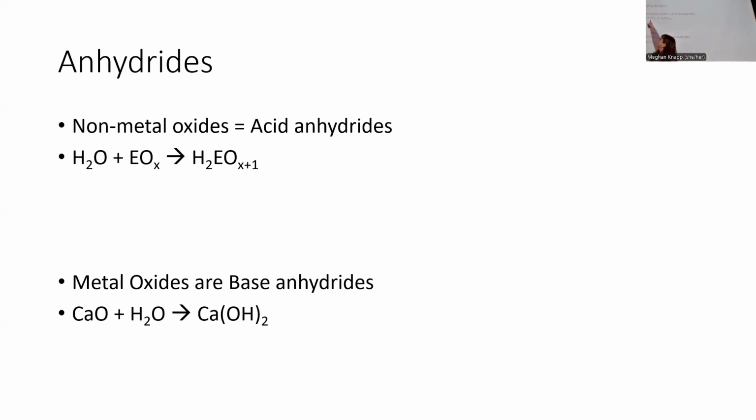Whatever that non-metal is, that's what E stands for. It could be a nitrogen, could be a sulfur, or whatever. I'm going to add the water, and then I'm going to end up with 2 hydrogens and an extra oxygen on there. Now, that's going to depend on what the element is, because we know nitrogen doesn't really like to take on 2 hydrogens.